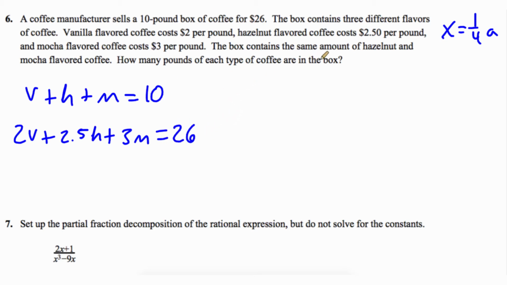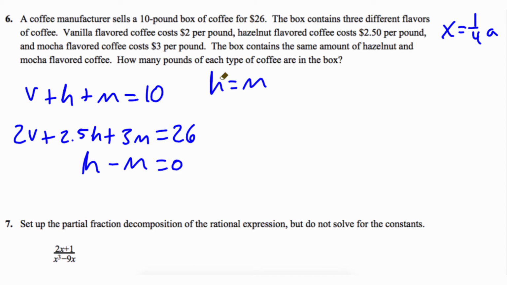Now for our last equation, we're told that the box has the same amount of hazelnut and mocha. So the H value is the same as the M value. Those things are the same. But as we're setting up this system, we want to have our variables on the same side. So I'm going to subtract that M over to the left-hand side, and that'll be our last equation in our system. So H minus M equals 0.